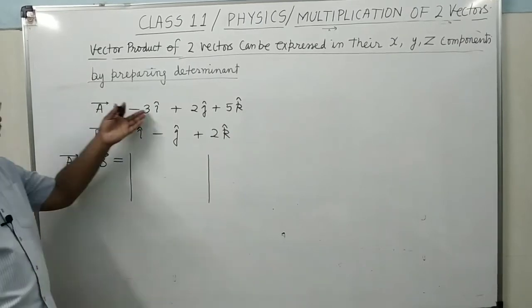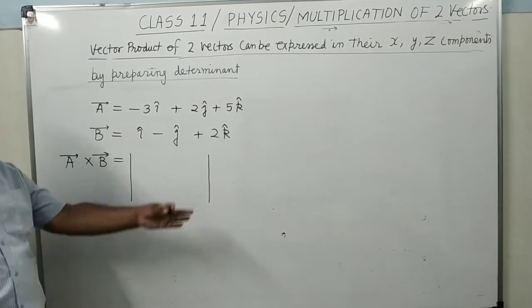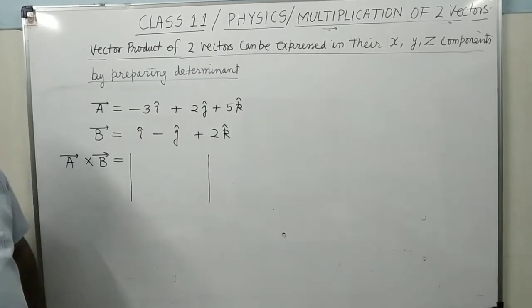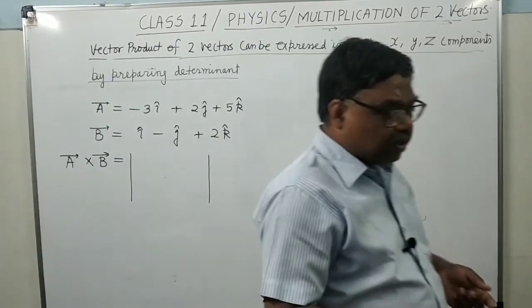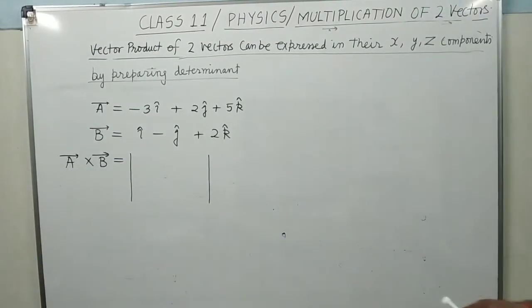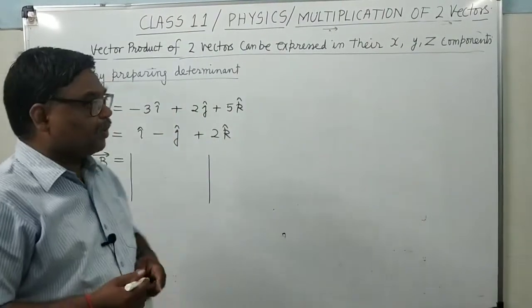One way is by this cross this, and then algebraically you calculate by using those rules which I have just told. The vector product of like unit vectors is 0, and the vector product of unlike unit vectors you can find by the anti-clockwise rule. It is clear. But here very easily we can find it by preparing this determinant.